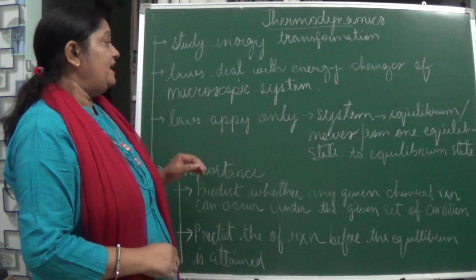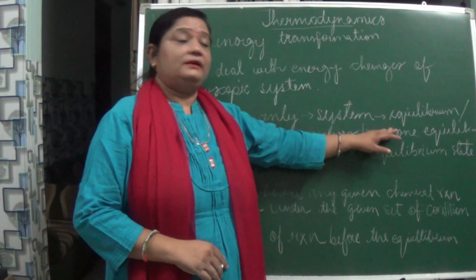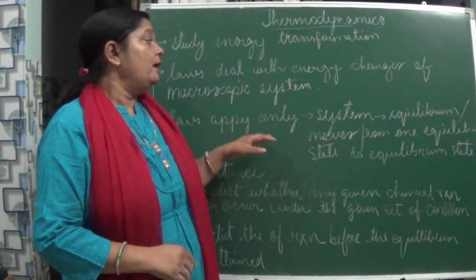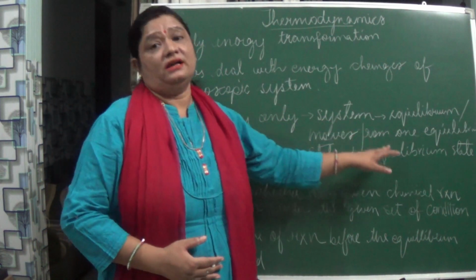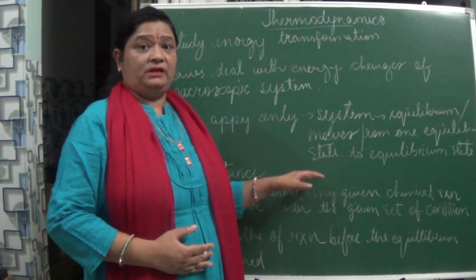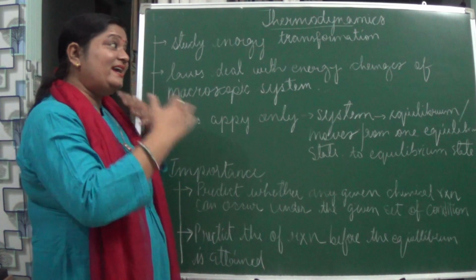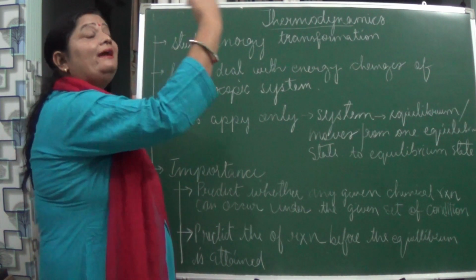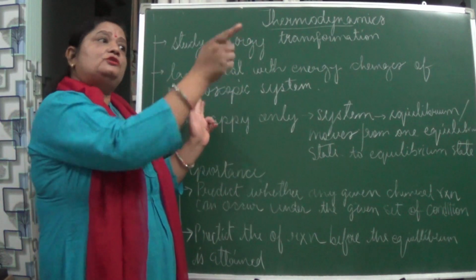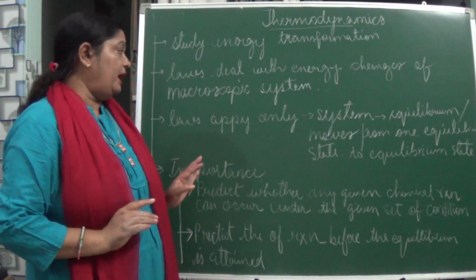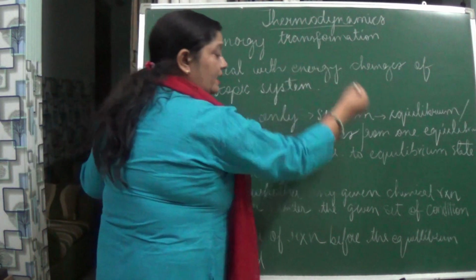Now, the laws apply only to a system which is in equilibrium, or which moves from one equilibrium state to another equilibrium state. What does this mean? It tells about the system or the reaction which is attaining an equilibrium position, or moving from that equilibrium position to another. So all the laws will be revolving around this only.